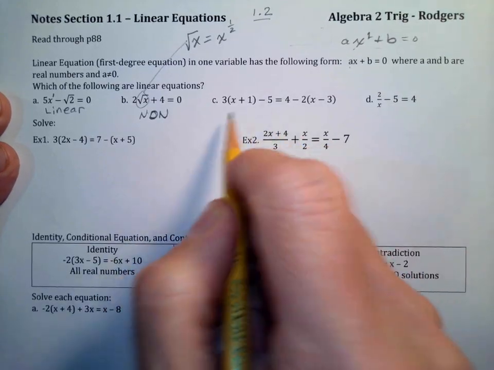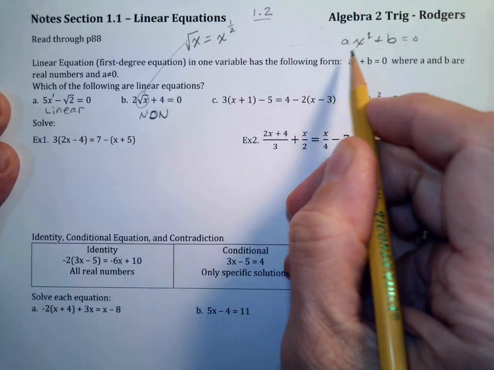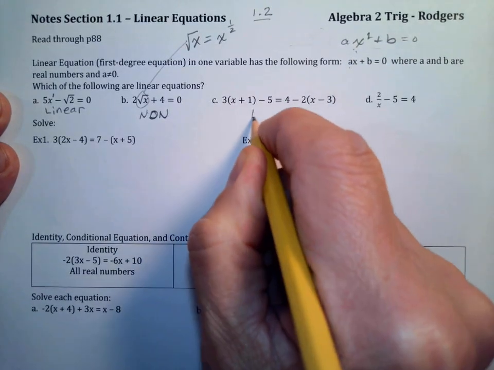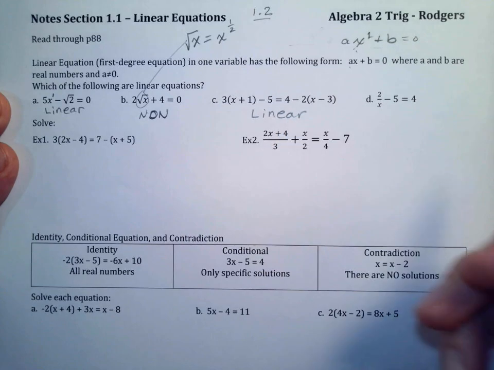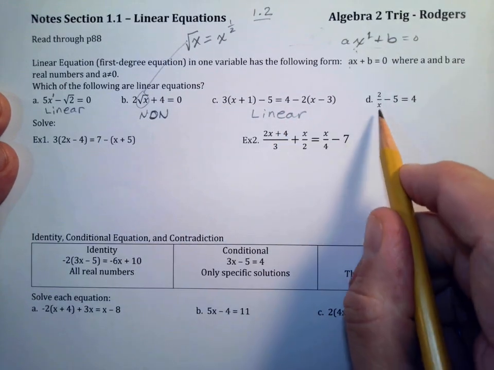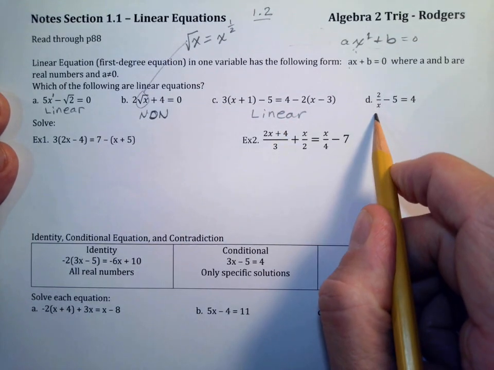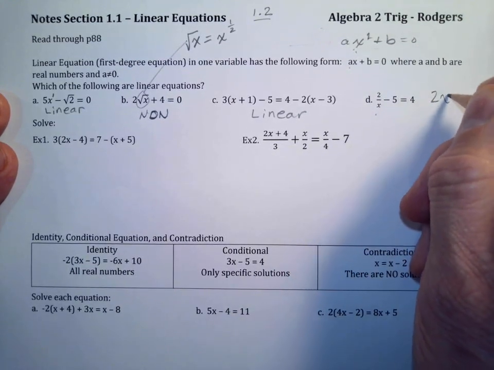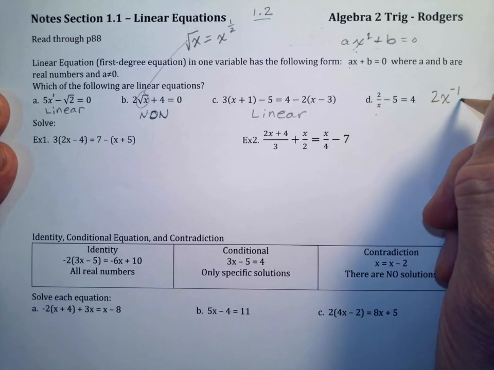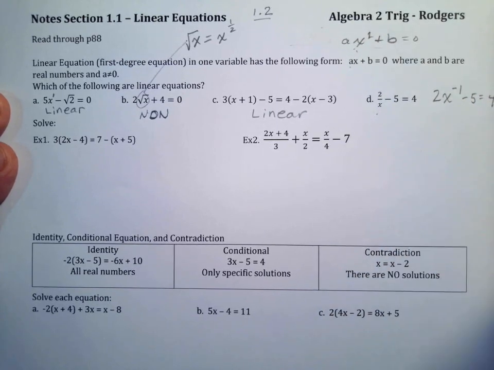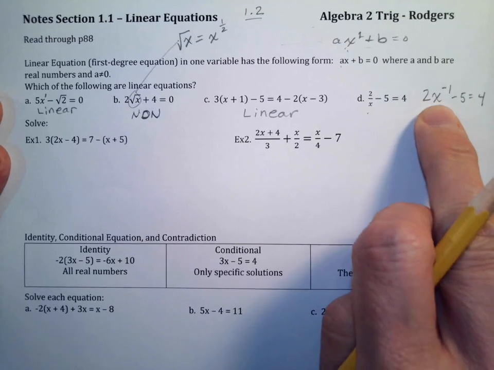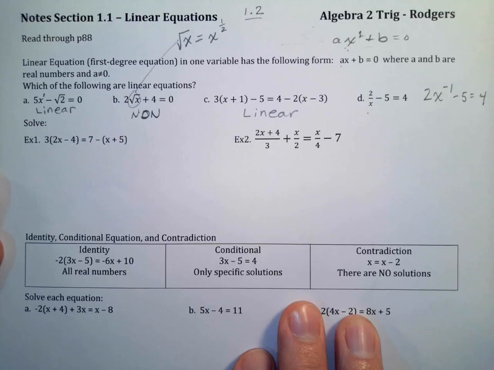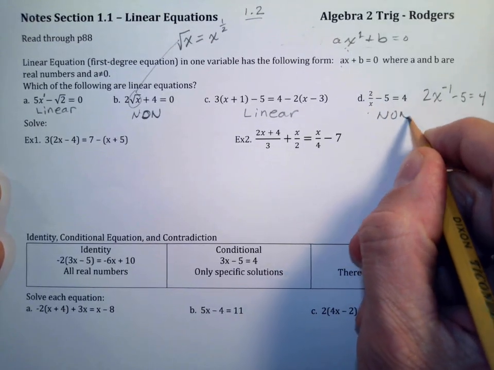All right, next one. If we expanded this out and moved it all, we could certainly get it into this form, and the x's would all have a degree 1. So this one is linear. And then this one is not linear because that x is downstairs. So we could write this as 2x to the negative 1 minus 5 equals 4. That is not linear because this does not have a degree 1. The exponent is negative 1, and so this is nonlinear.